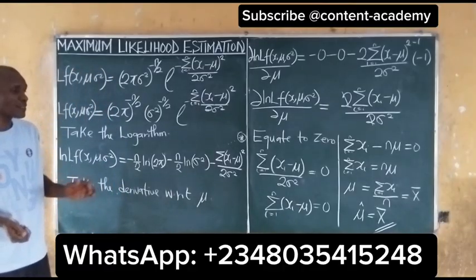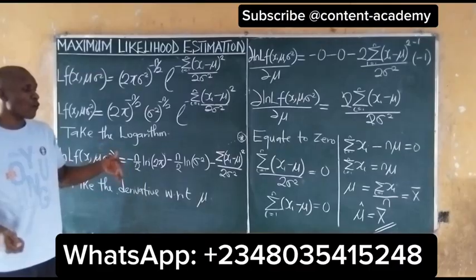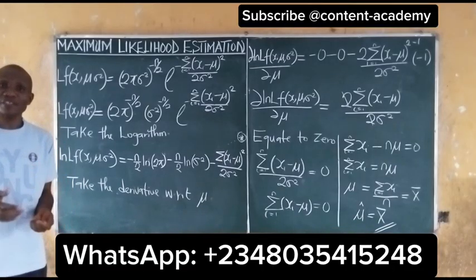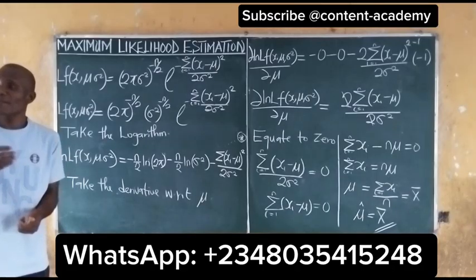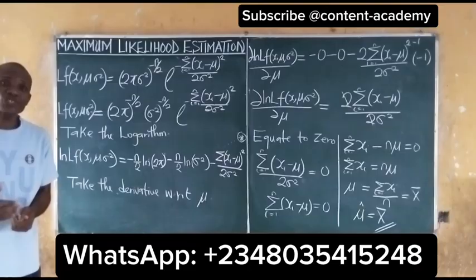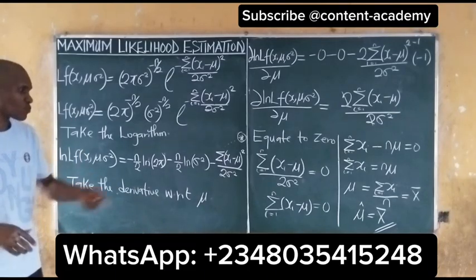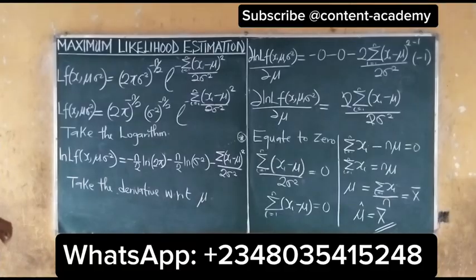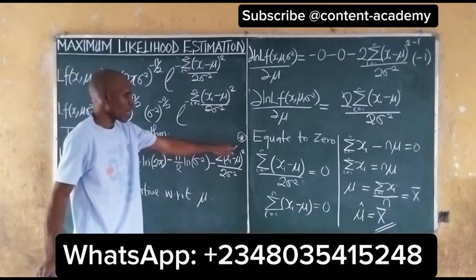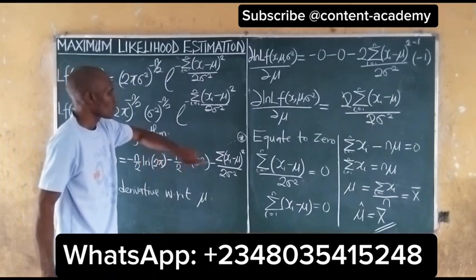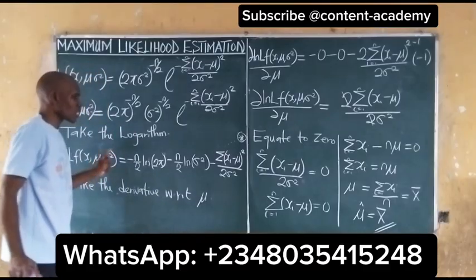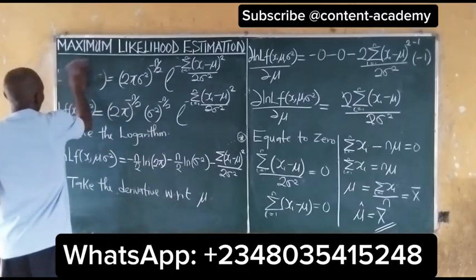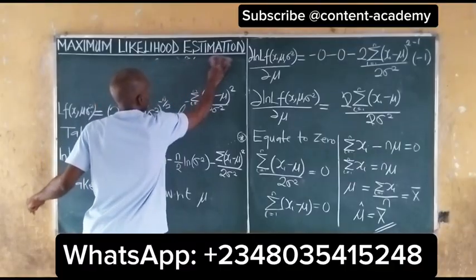So this is how to obtain the maximum likelihood estimation for the mean. Now, we will also obtain the maximum likelihood estimation for the variance, just like the question said, that we should obtain the maximum likelihood estimation for the mean and the variance. We have gotten that of the mean. Now, we are moving over to get that of the variance. Like I told you, from this equation star, we have to differentiate with respect to sigma squared to obtain sigma squared as our maximum likelihood estimate.